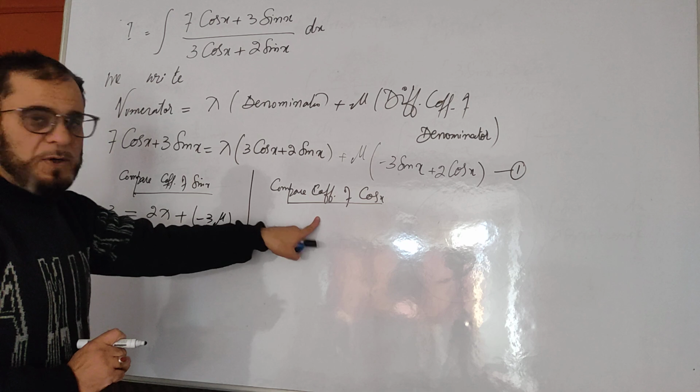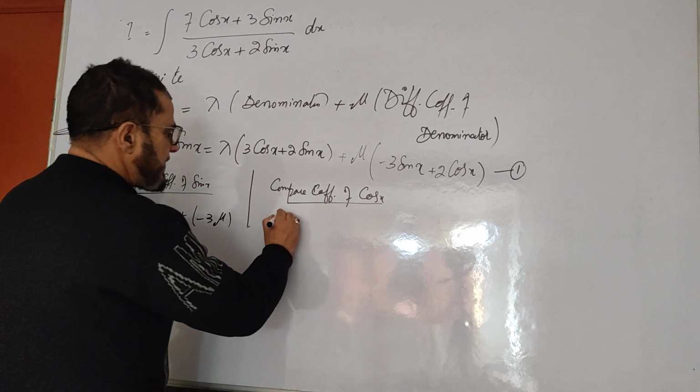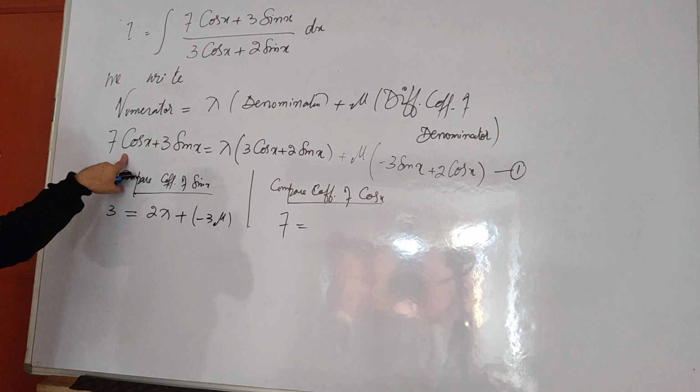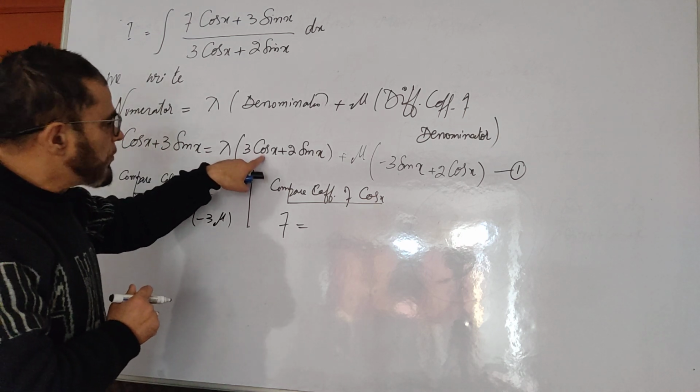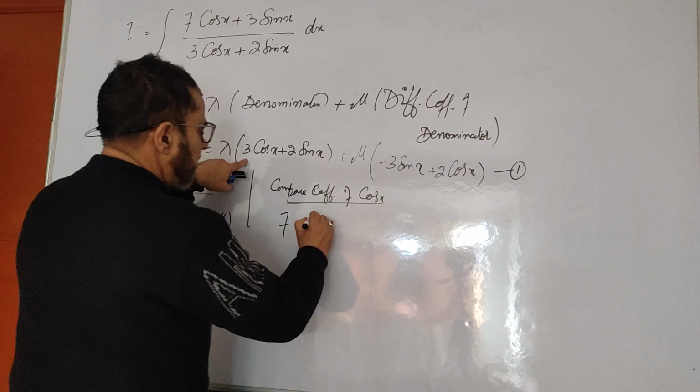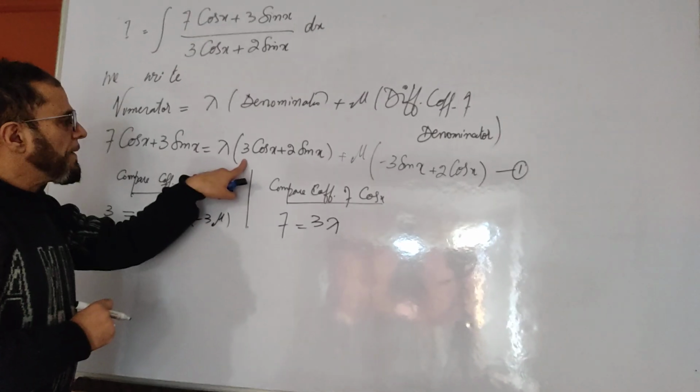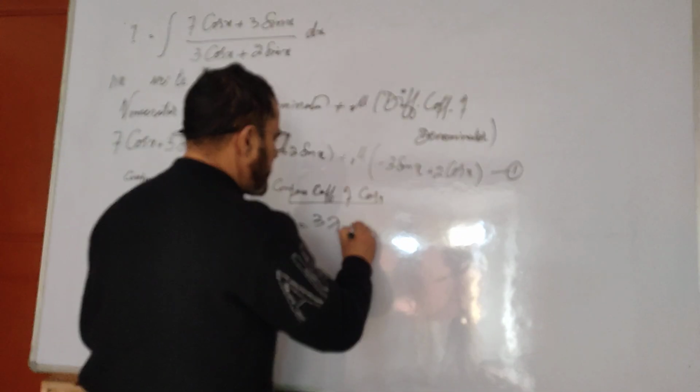Now we come to the coefficient of cos x. On the left side, the coefficient of cos x is 7. On the right side, the coefficient of cos x is 3 lambda, and plus 2 mu. Okay, you have to solve this equation. This is your second, and this is now third. You have to solve second and third for lambda and mu.